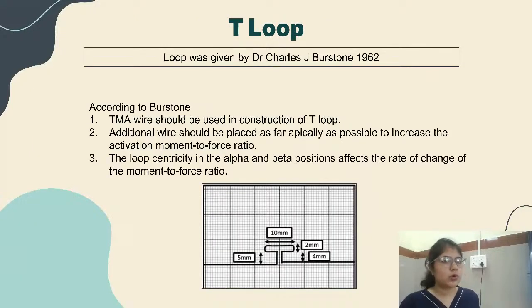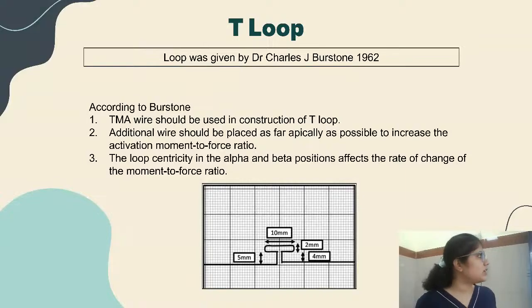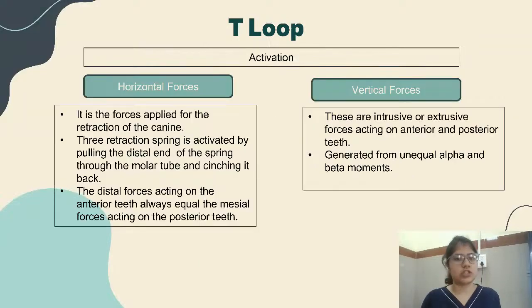Then T loop. This loop was given by Dr. Charles J. Burstone in 1962. According to Burstone, TMA wires should be used in construction of T loop. Additional wires should be placed as far apically as possible to increase the activation moment to force ratio, and the loop centricity in the alpha and beta positions affects the rate of change of the moment to force ratio.